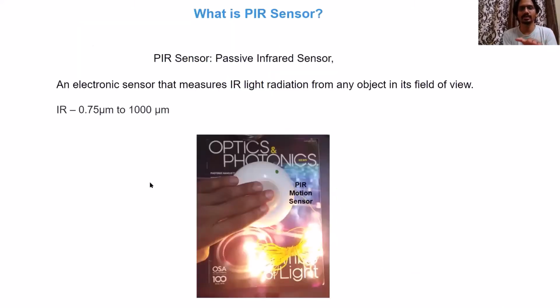A PIR sensor is a passive infrared sensor which detects the heat energy radiated by an object in the form of infrared radiation when it comes into the vicinity of the sensor region. The infrared radiation emitted by the object has a wavelength between the visible and the microwave regime in the electromagnetic spectrum. Now let's see the working and functionality of the PIR sensor.